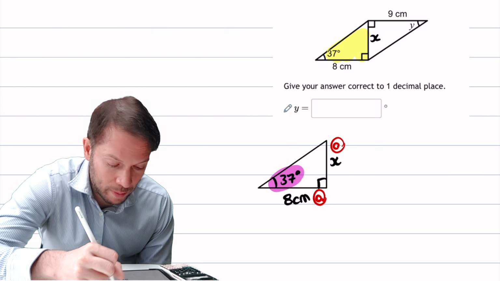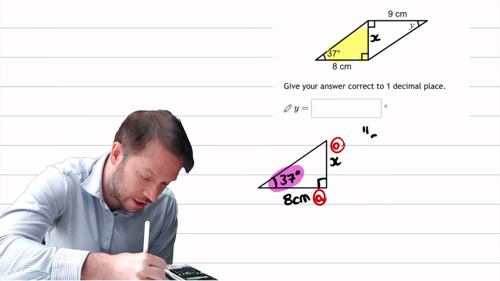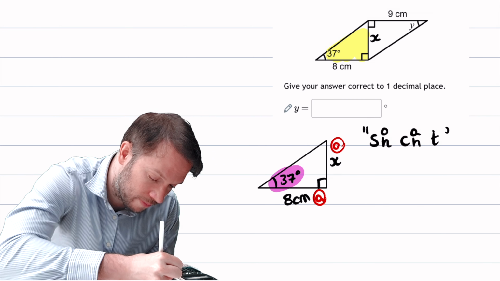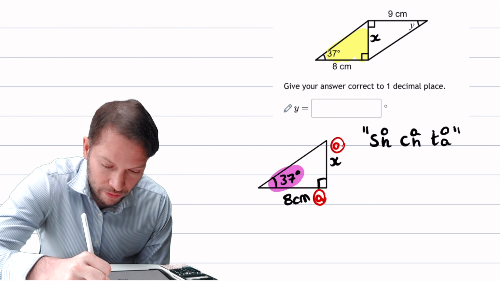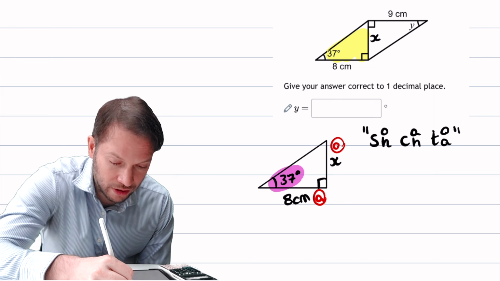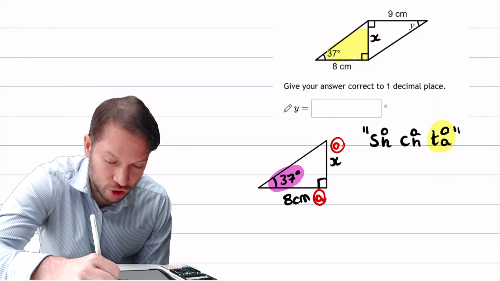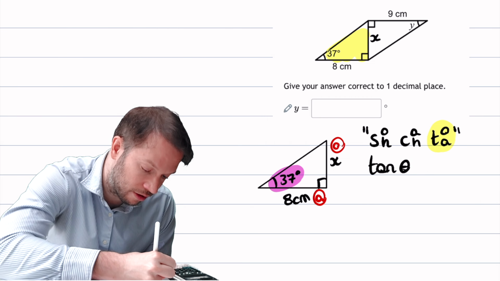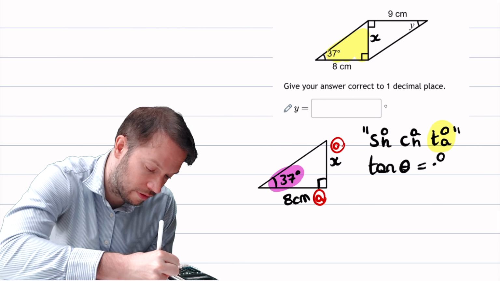So remember how we used SOHCAHTOA in the previous videos? SOHCAHTOA. Well, we're involving O and A here. O and A is here, isn't it? So we're going to use this one here. And remember, this was short for tan of theta, the angle of interest, is equal to O over A.